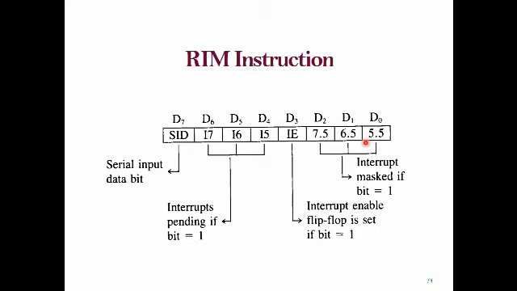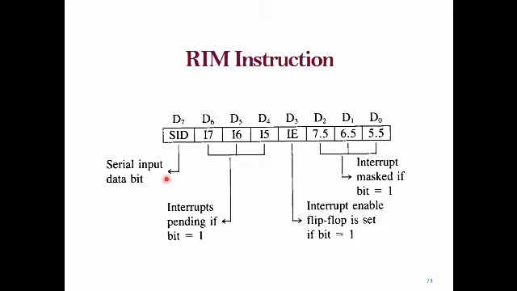I stands for interrupt enable flip-flop. If it is set, in that particular case, the interrupts are enabled. If it is reset, the interrupts are disabled. These are the status of the pending interrupts. These 7.5, 6.5, 5.5, if they are pending, then these bits will be 1. And SID stands for the serial input data. So the RIM instruction serves a dual purpose, that is, the serial input and the interrupt controller as well. So what is the way of using the RIM instruction? We have to first load the bit pattern into the accumulator, and thereafter we have to write the RIM.